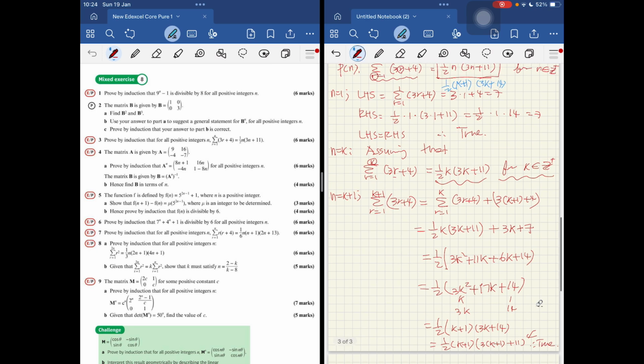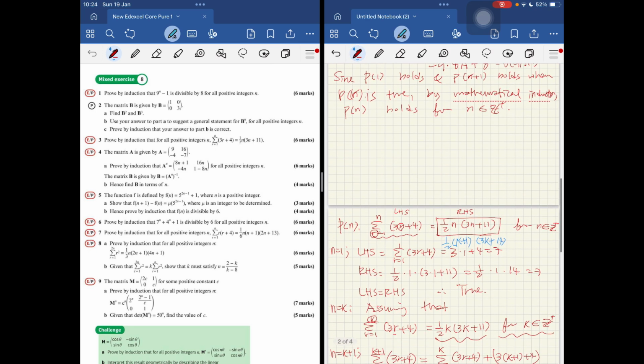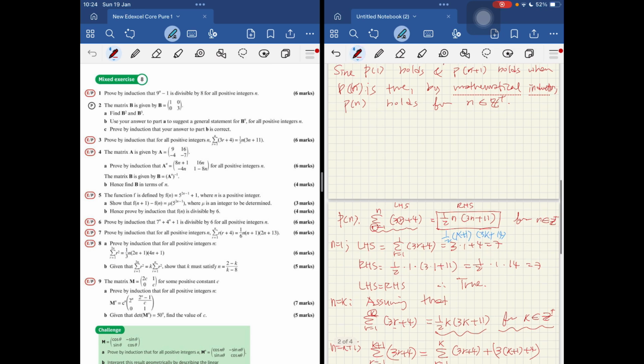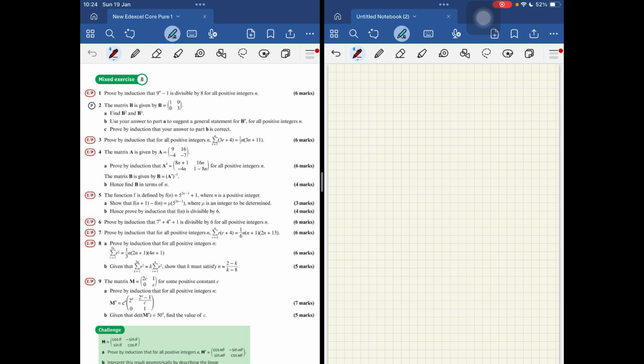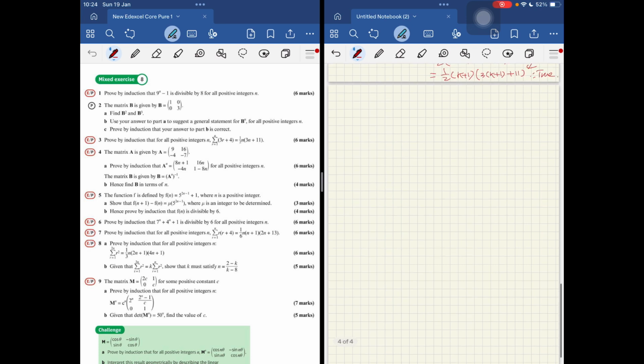So the final conclusion is the same. Since P1 holds and P(k+1) holds when Pk is true, by mathematical induction, Pn holds for n in Z plus. And number 4, now we have matrix A given. So Pn: A to the power of n equals the matrix (8n plus 1, 16n; negative 4n, 1 minus 8n), when n is in Z plus.